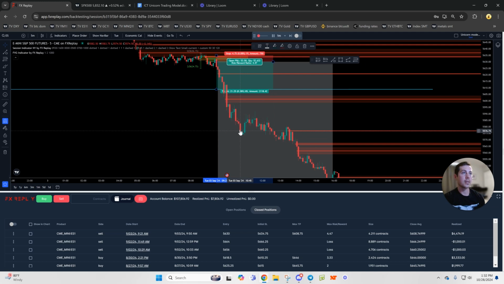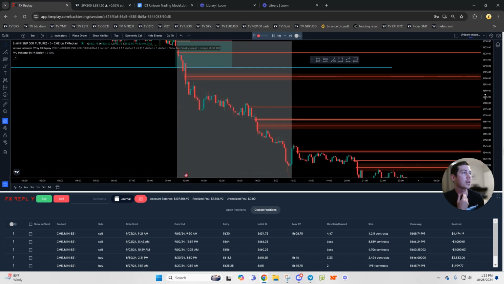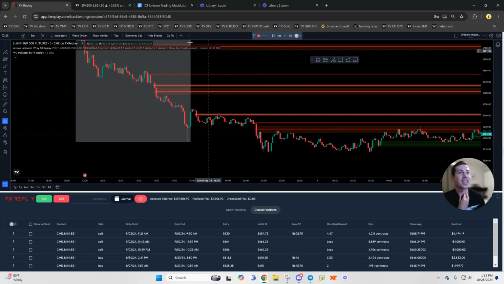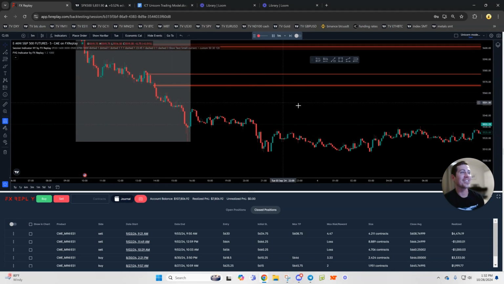And it is something that can improve your profits quite a bit if you can implement it into your trading strategies. But enough with that. Let's get back to testing the unicorn model.